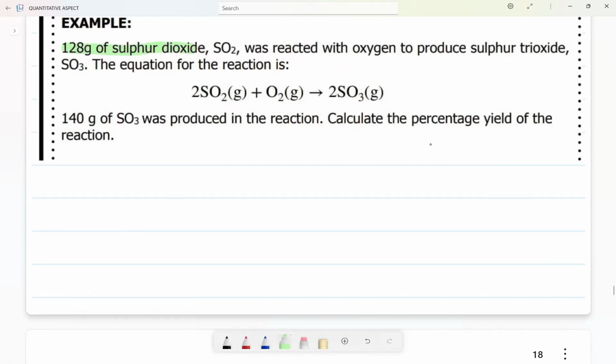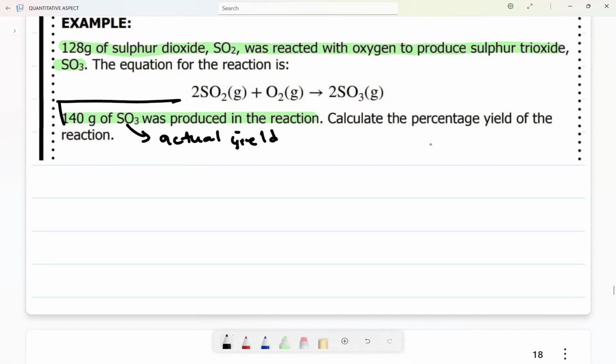128 grams of sulfur dioxide was reacted with oxygen to produce sulfur trioxide. The reaction is like that. Is it balanced? Yes. They tell us that 140 grams of sulfur trioxide was produced. So remember, it is produced, so this is the actual yield.